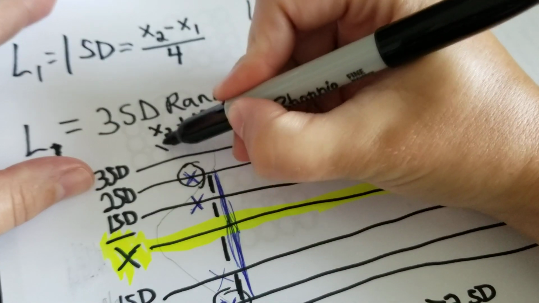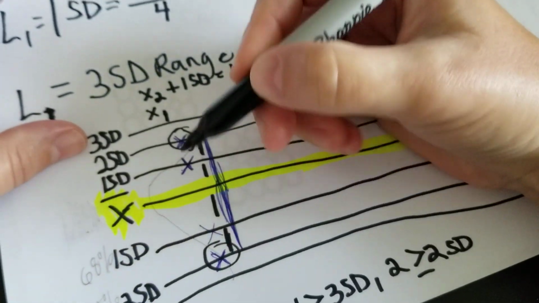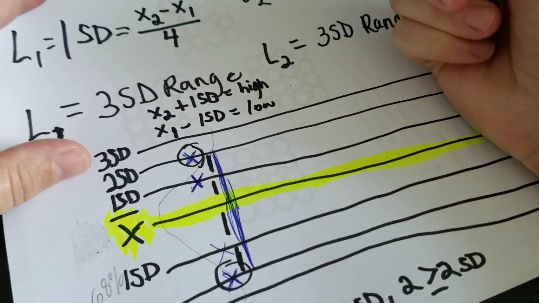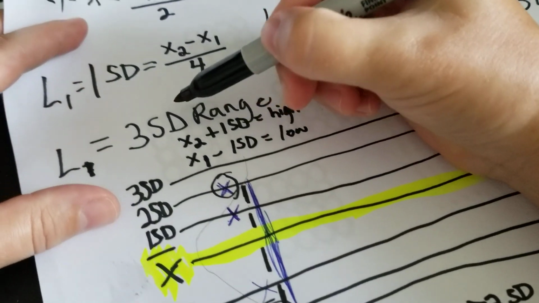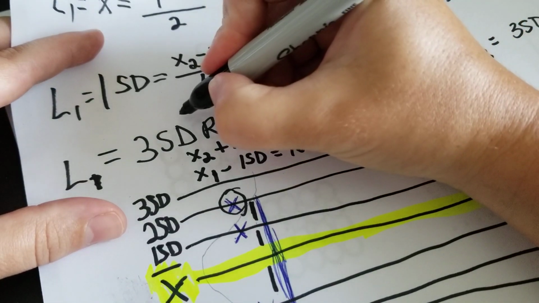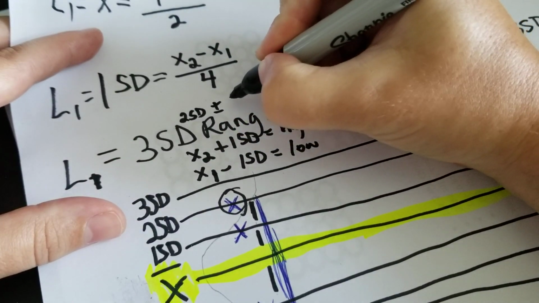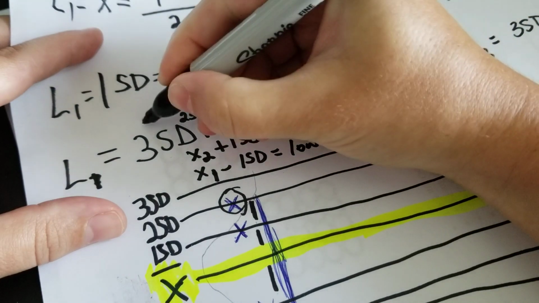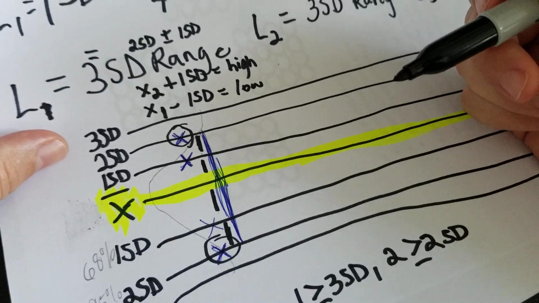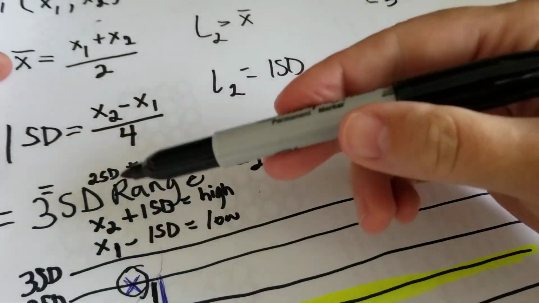And then we're going to do x1, which is the lower 2 SD range, minus 1 SD. And that's going to equal the low. All right, so that's a range. So if we wanted to write this just in one line, what we could say is 2 SD plus or minus 1 SD, and that's what equals the 3 SD range. Okay, so now we're going to practice that, and then we're going to plot it, and we're going to do it for every single level. We got level 1, level 2, and level 3.